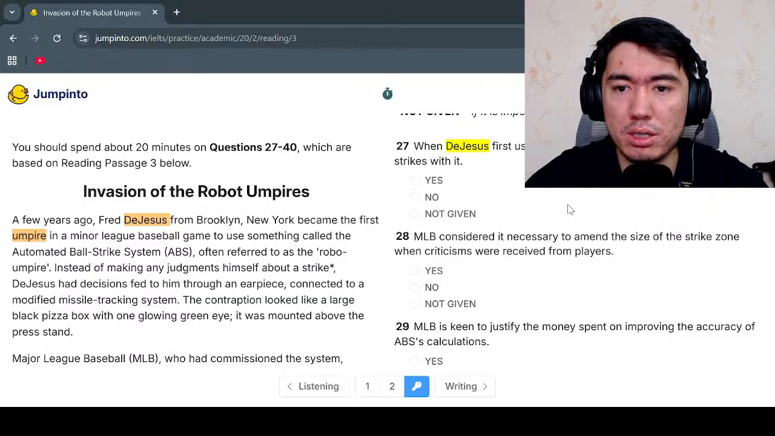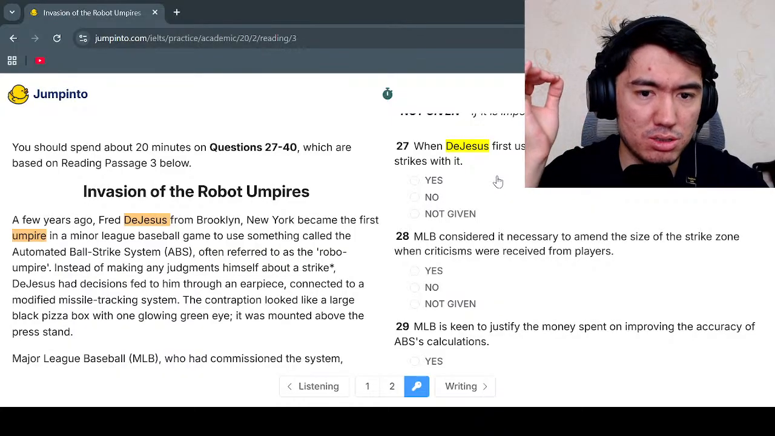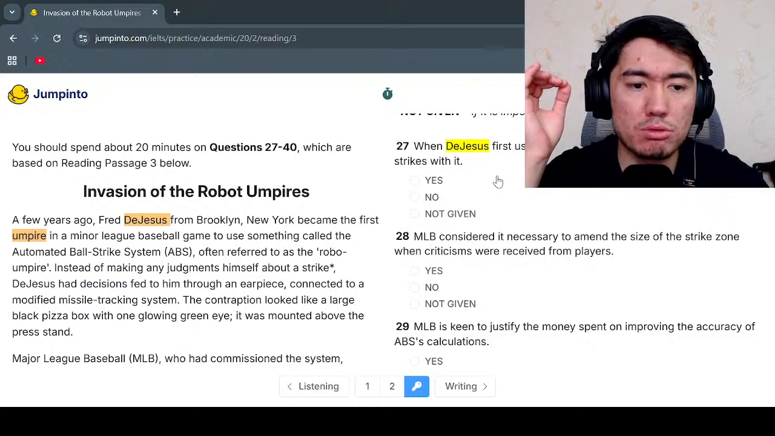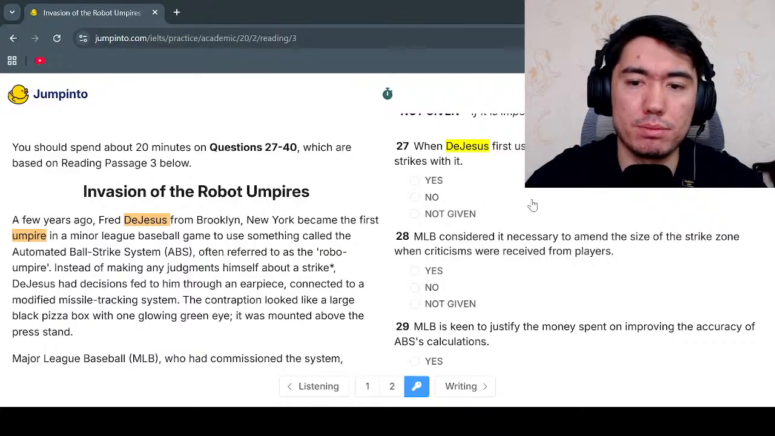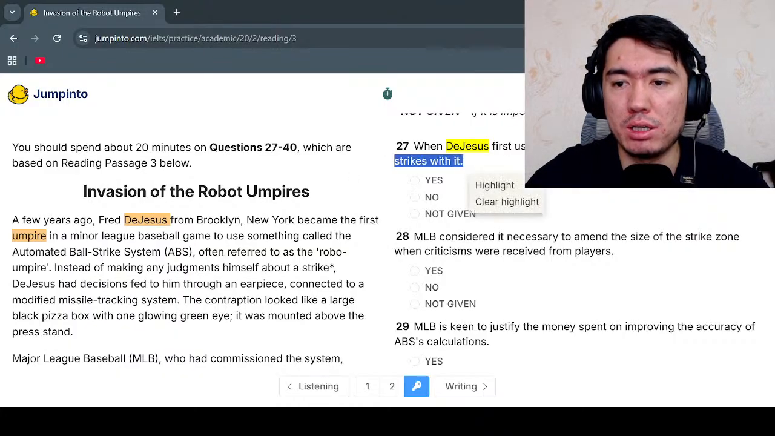I don't understand the first question. When DJesus, who is DJesus? In a minor league game to use something called the automated ball strike system, often referred to as the robot umpire, any judgments himself about a strike? Okay. So about strikes with it. So he shared striking decision making.